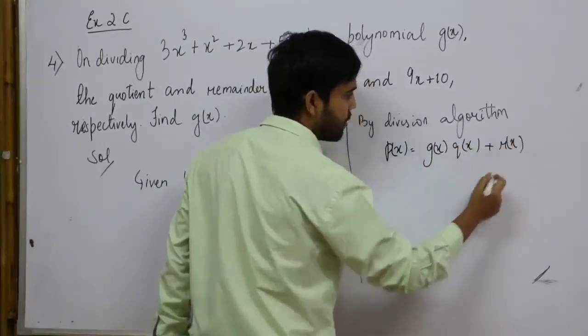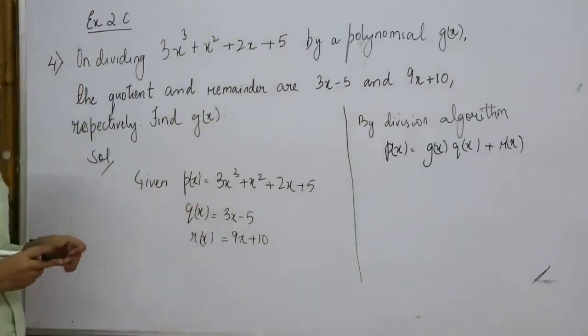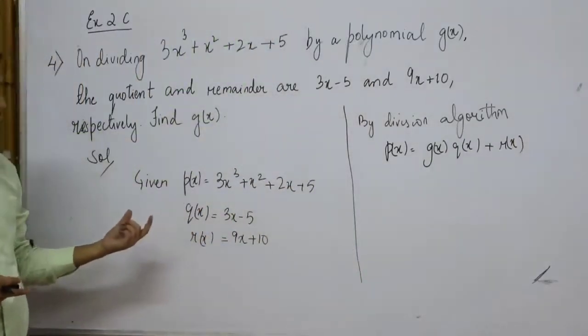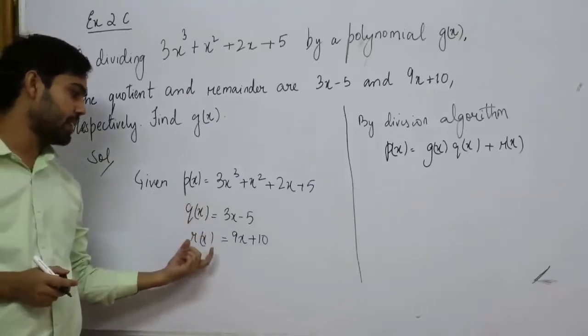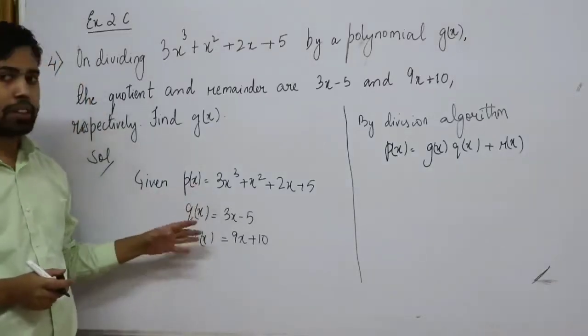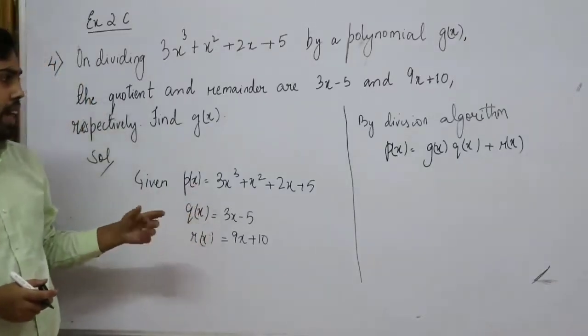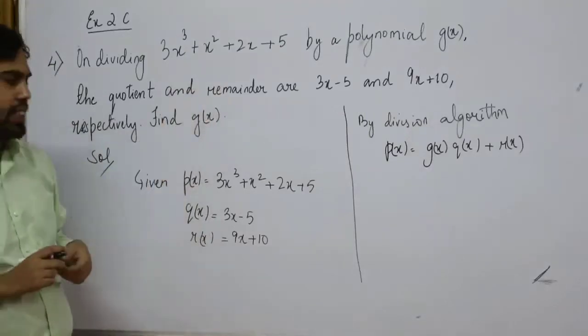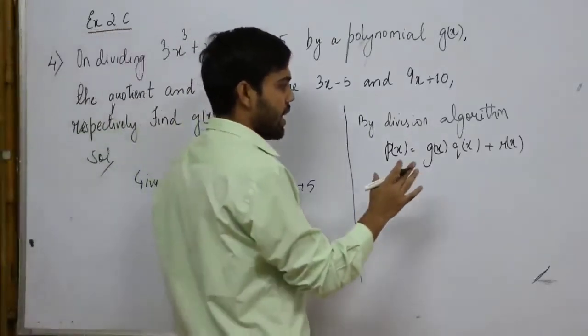Okay, now in this particular question, I know the value of px, I know the value of qx and I know the value of rx. These polynomials are given to me, right? And the question is asking me to find out the value of gx. So basically, I will do that.